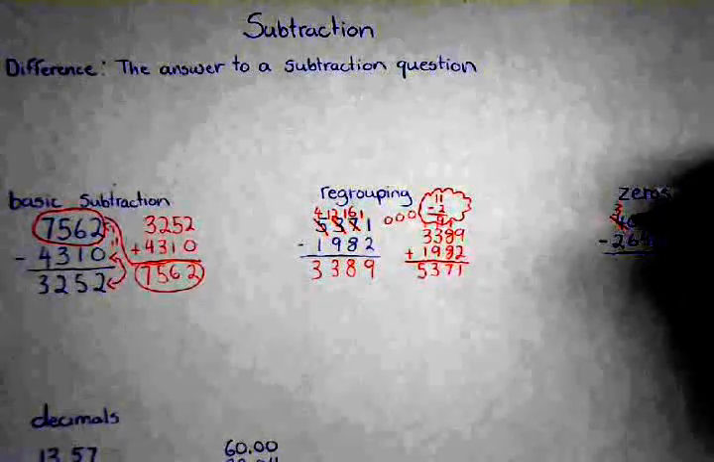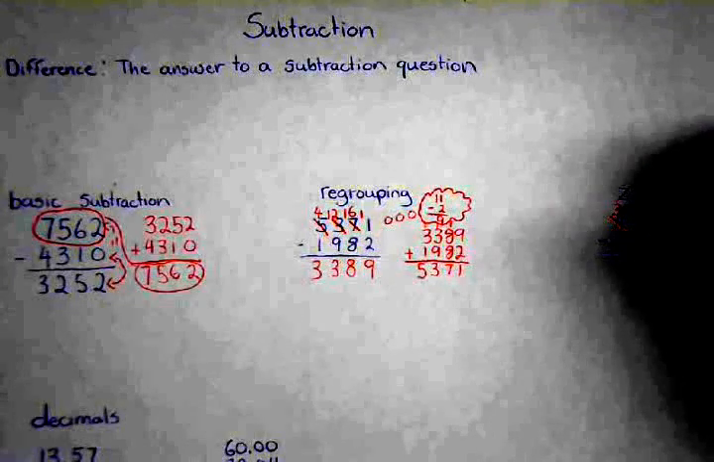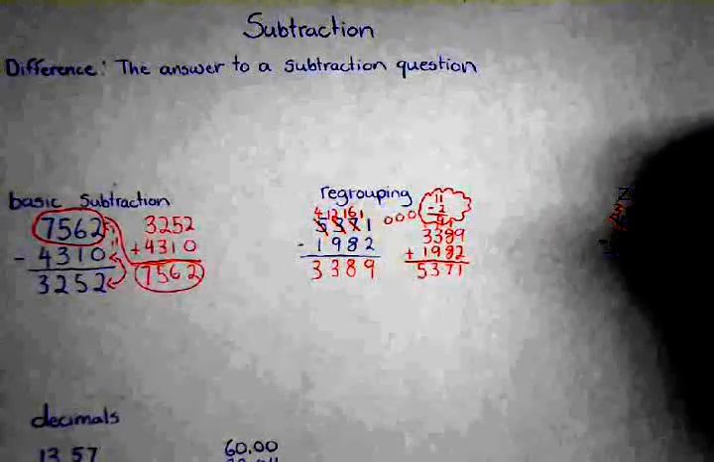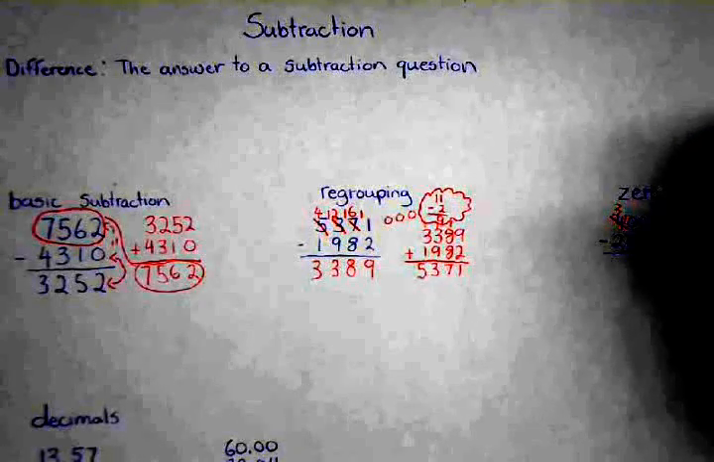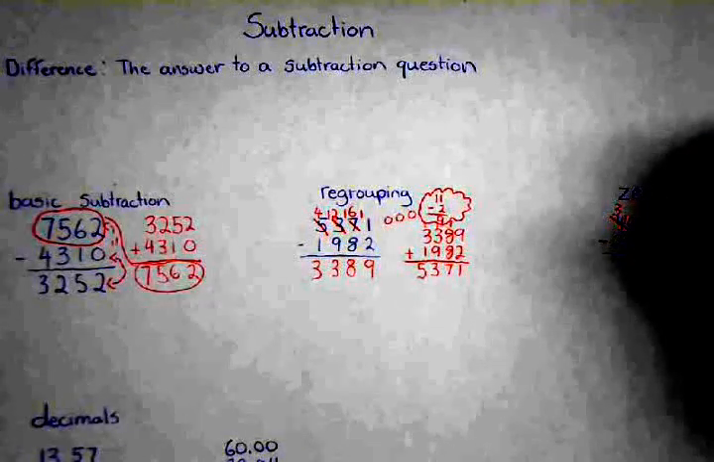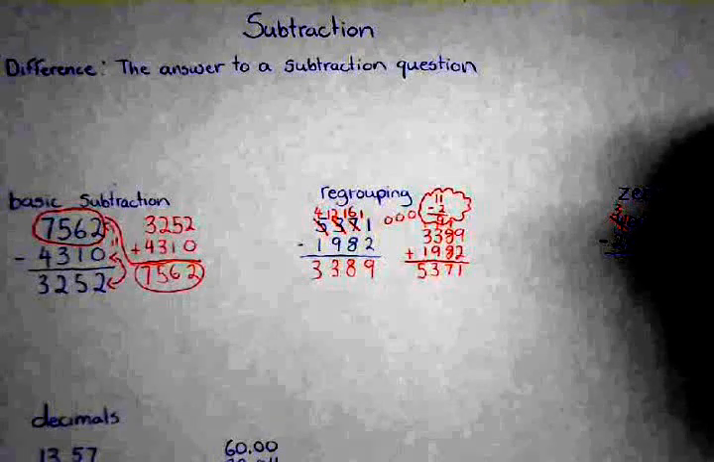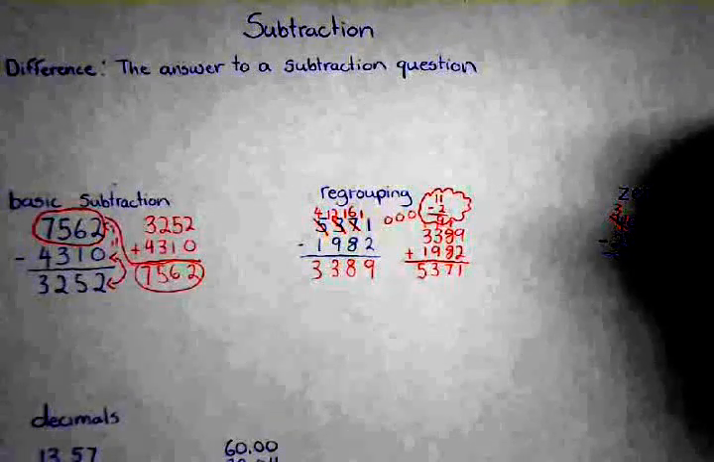Now it's been regrouped down to the hundreds. So we borrowed 1,000 and it's in the hundreds column. So now there is a 10 over here. Okay, but we still need to make it down over here. So now that we have 10 in the hundreds column, now the tens column can borrow from the hundreds column.